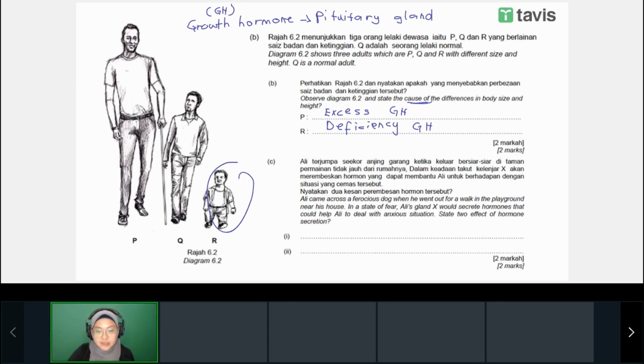Ali came across a ferocious dog when he went out for a walk in a playground near his house. In a state of fear, Ali's gland X would secrete hormones that could help Ali deal with the anxious situation. State 2 effects of the hormone secretion. First of all, we have to identify what gland X is. Ali met a very fierce dog and wants to run, so by this time gland X plays a role. Gland X is the adrenal gland. It will secrete adrenaline.